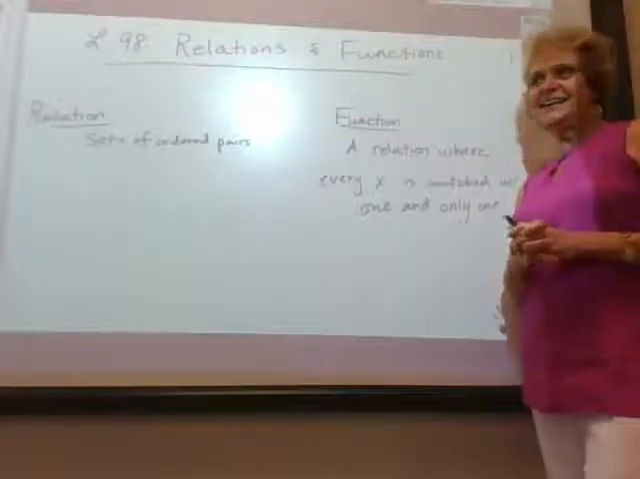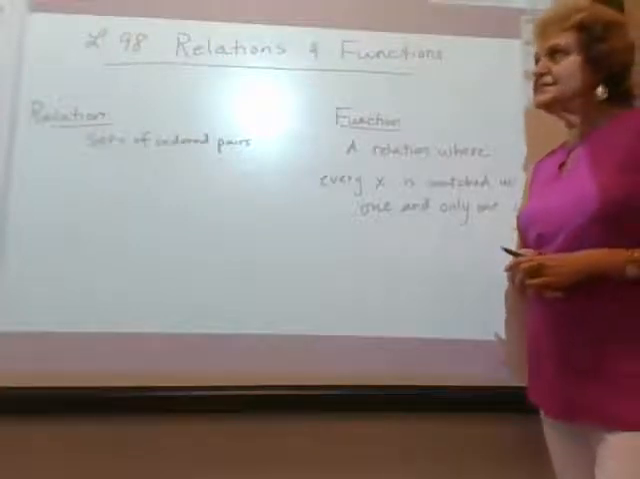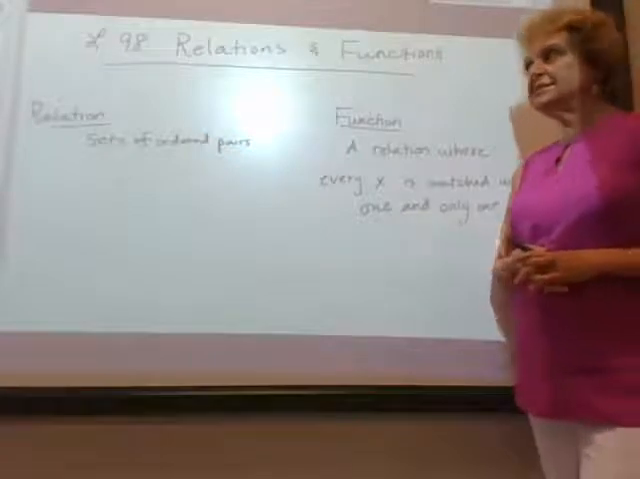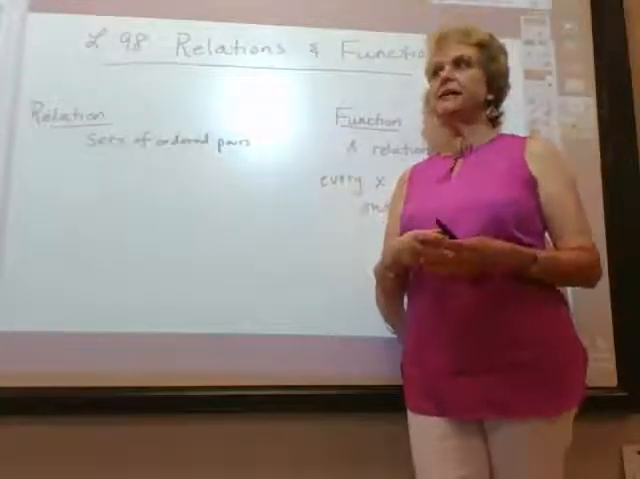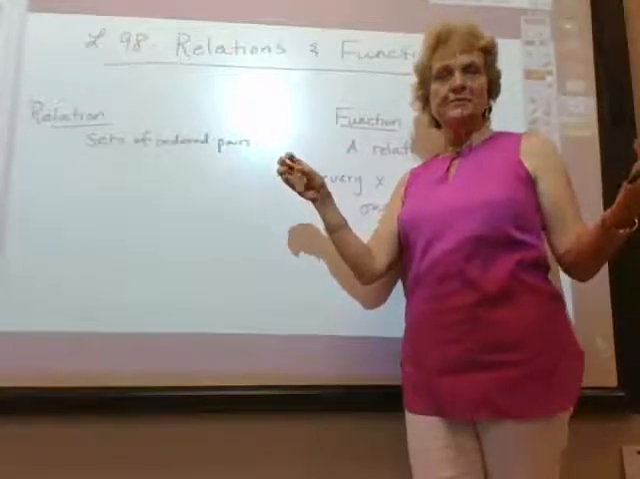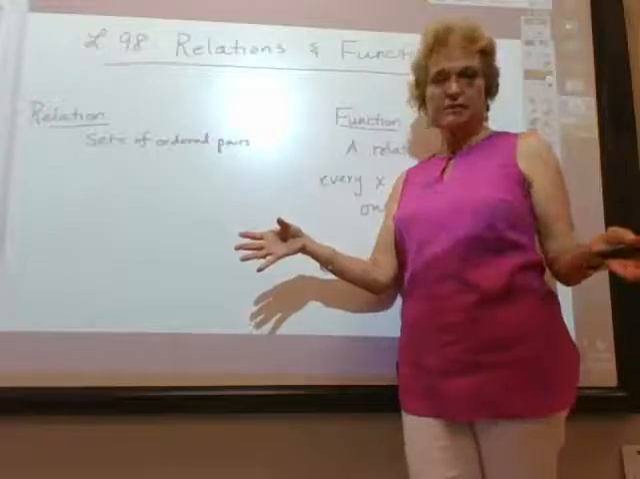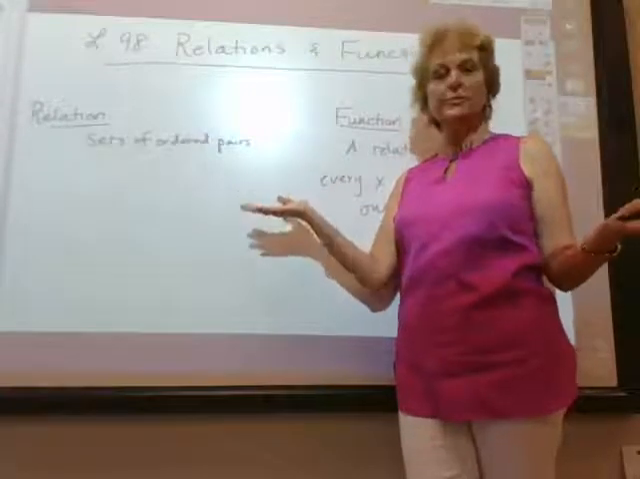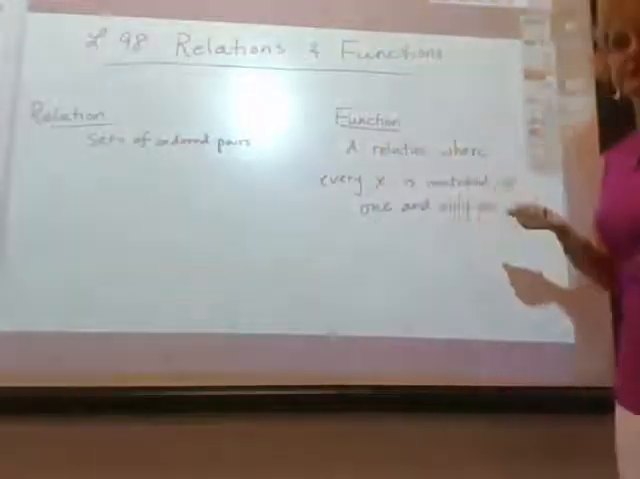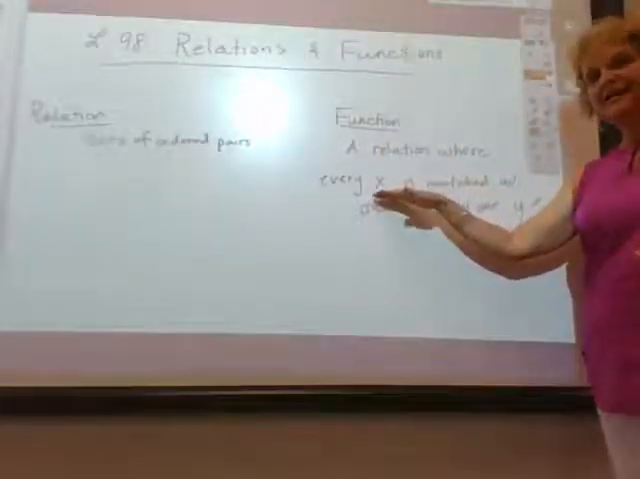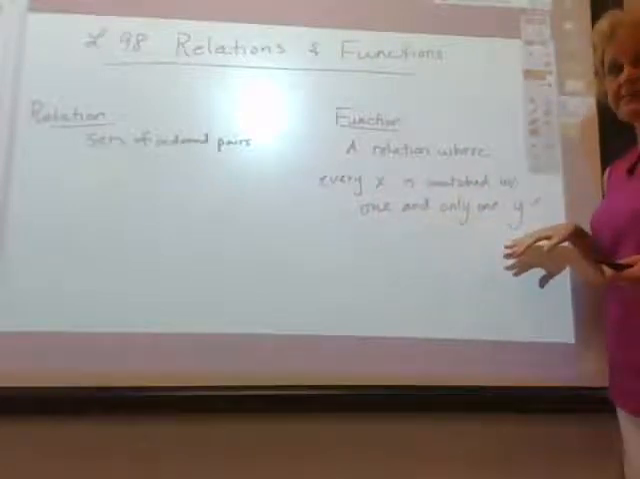So anyway, we are skipping 97, so 98 for today. And this is on relations and functions. So a relation, everybody, is a set of ordered pairs, like a person and their phone number, or a team member and their jersey number. Just any set of ordered pairs. A function is a special relation where every x is matched with one and only one y.